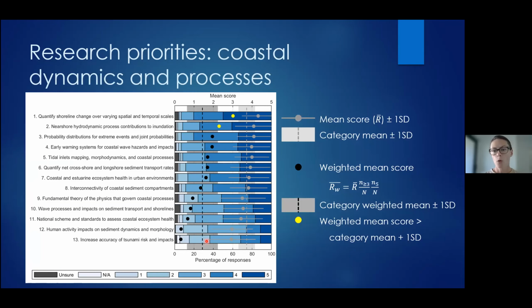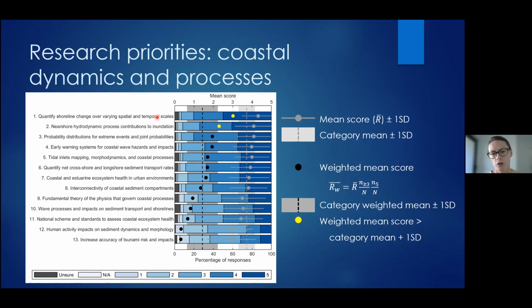If we look more in depth into one category, here we're looking at the coastal dynamics and processes category, and we've got 13 different priorities within this category. And these priorities listed here that are numbered, they're numbered in order from highest weighted mean score to lowest weighted mean score. And they're a shorter version of the full priority. So you can have a read of the full priorities in the paper if you would so wish.